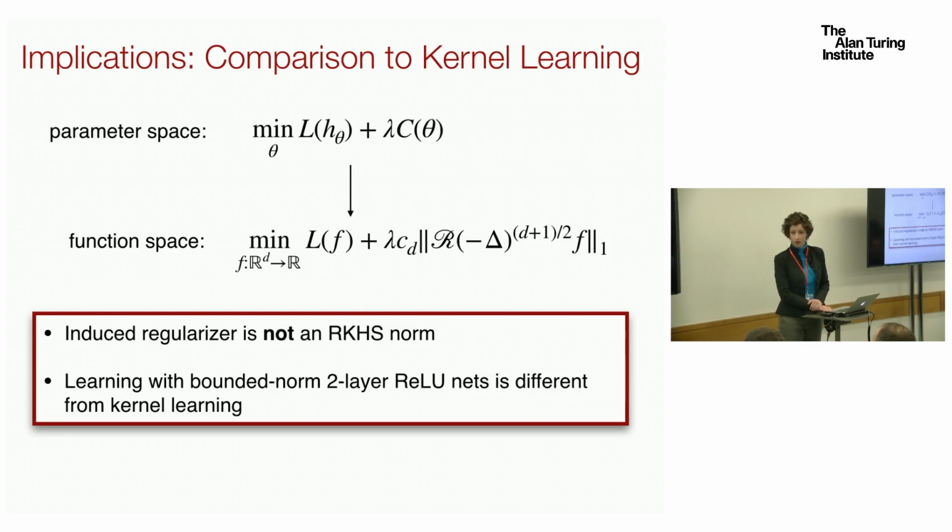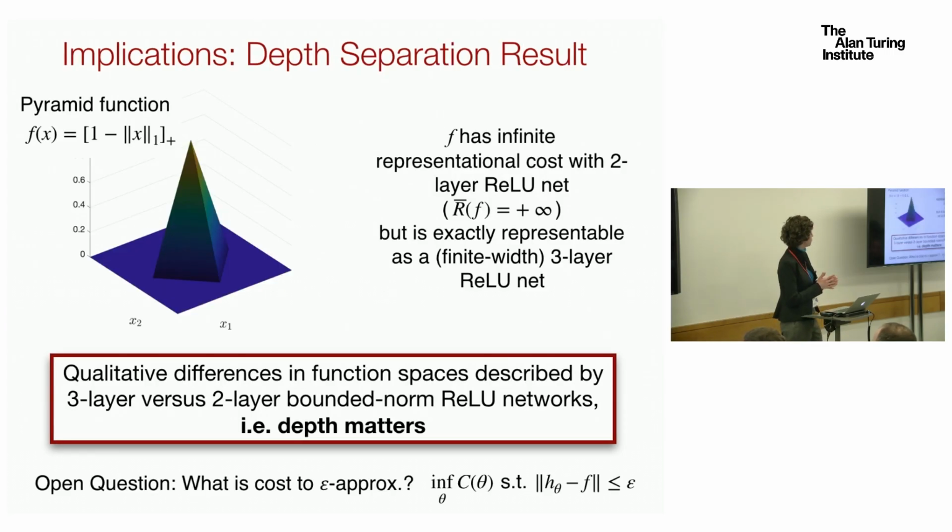Another implication of this result is something called depth separation. In particular, we could consider a specific function, f of x, which I've drawn in 2D, but this holds in general dimensions, which is a simple pyramid function. And using the tools and the machinery that we built up in this work, we can show that if we were to try to represent this with a two-layer ReLU network, then it has infinite representational cost. So this R of f would be infinite. So not only do we need an infinite number of nodes, but it's also complex in another sense.